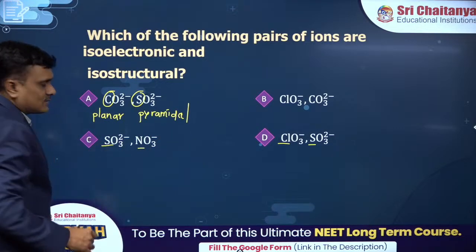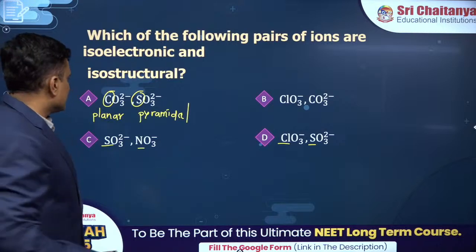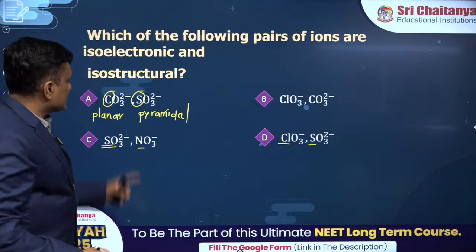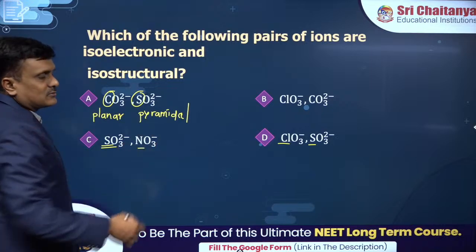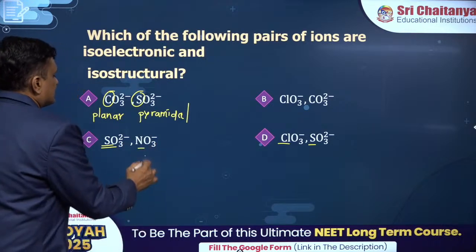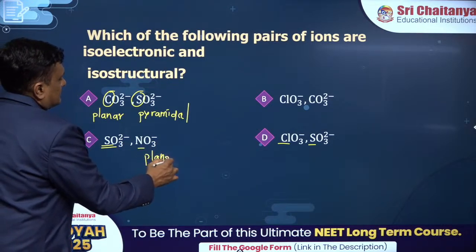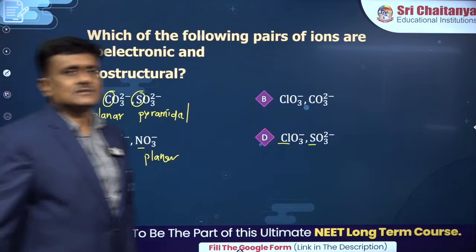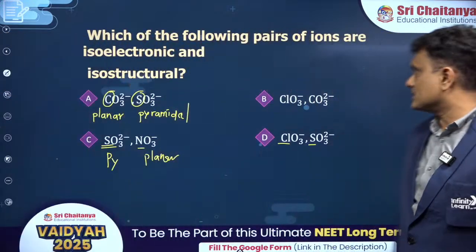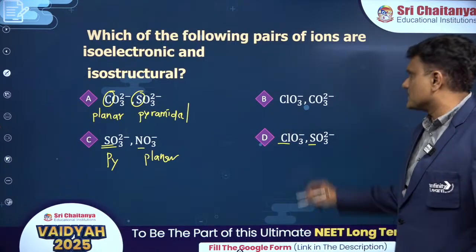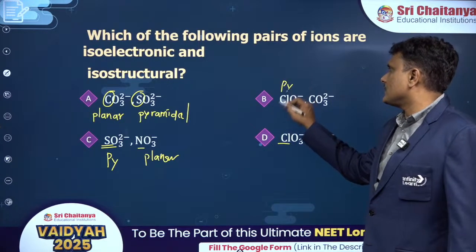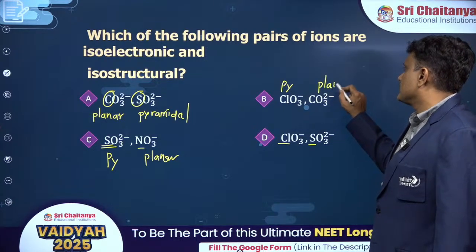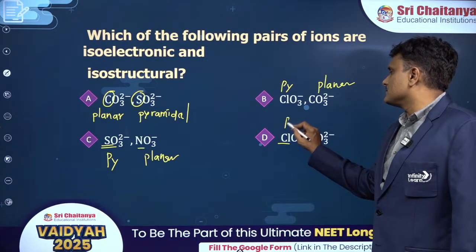So, SO3 2- is what you call pyramidal. NO3- is what? 5 plus 1 by 2, that is sp2 hybridization. This is planar. So, this is pyramidal and this is planar, not matching, isn't it? Now, ClO3- is pyramidal because there is a lone pair, and CO3 2- is planar. You can see this is pyramidal and this is pyramidal.